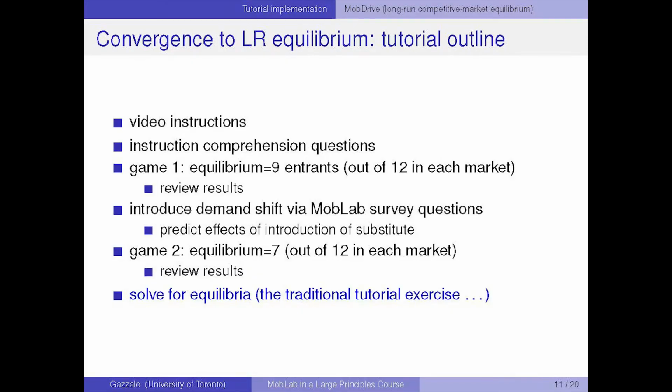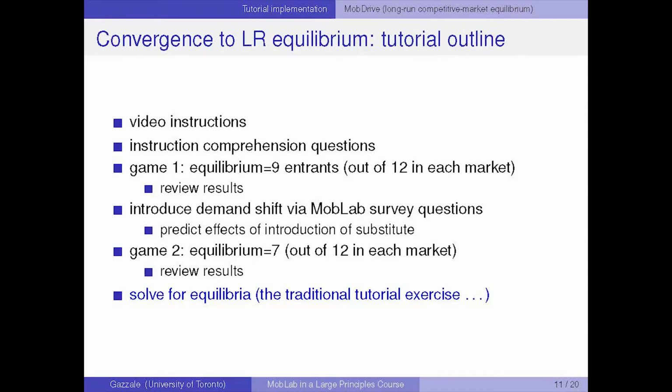And then we played the first game. And the equilibrium was 9 entrants out of 12 entrants in each market. And afterwards, we reviewed the results. And I'm not going to show the results because I could pick the results that look the best, and you wouldn't. Anyway, in general, we do a good job of converging to the equilibrium where 9 out of 12 entrants enter.